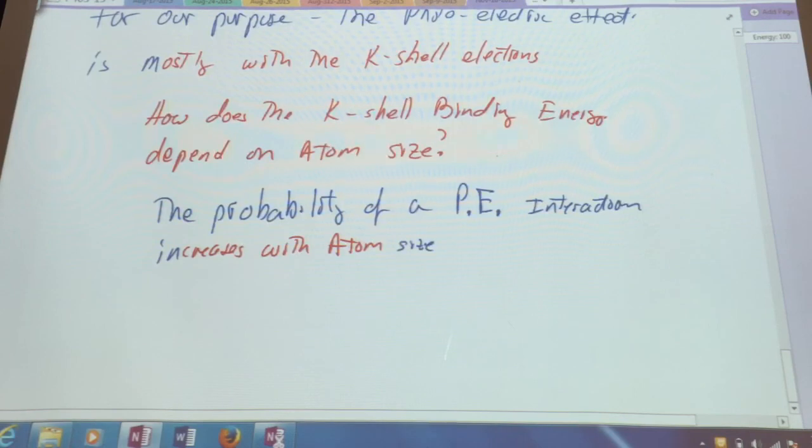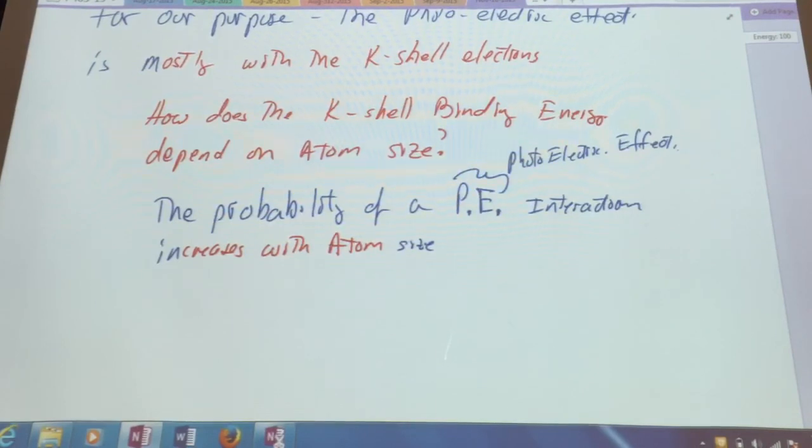I'm using PE for photoelectric effect. So the probability of a photoelectric interaction increases with the atom size. What also increases with the atom size? You have a bigger atom, what do you have more of? Electrons and protons and binding energy.